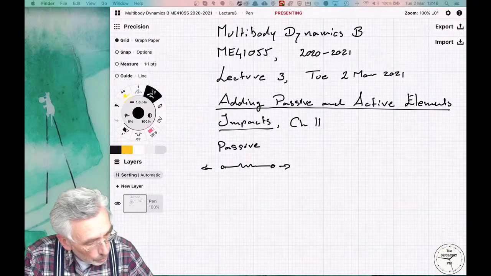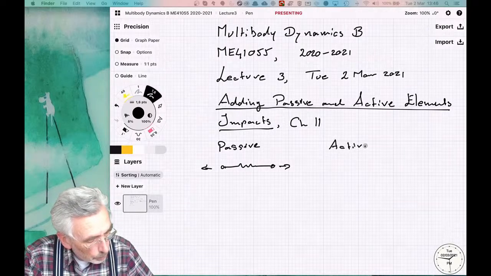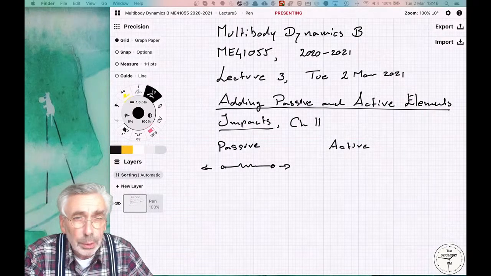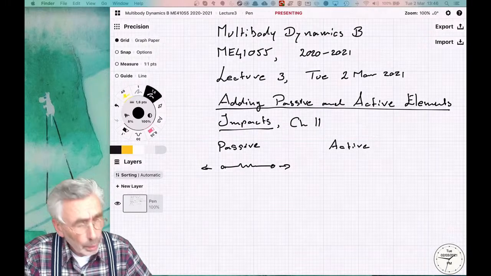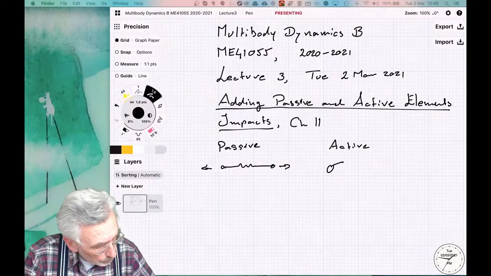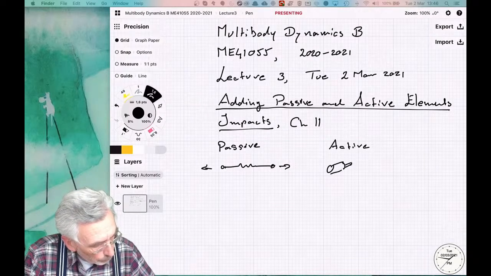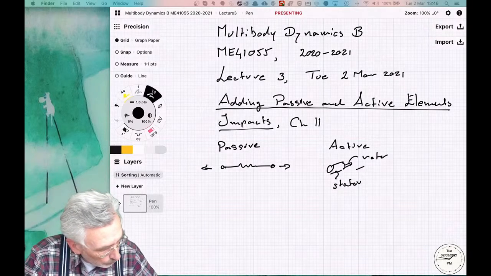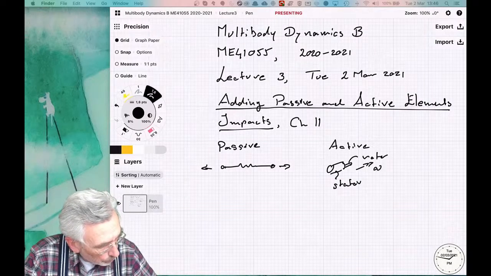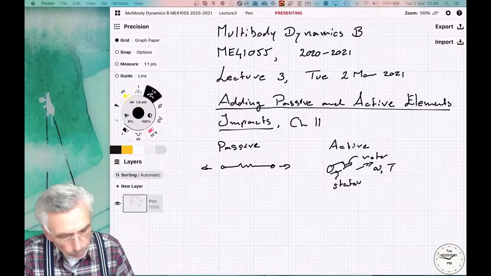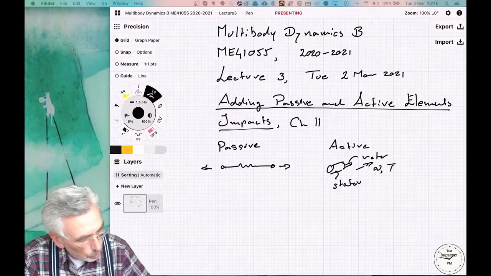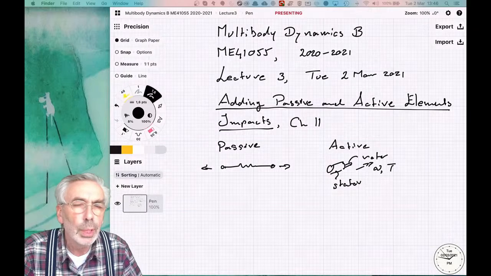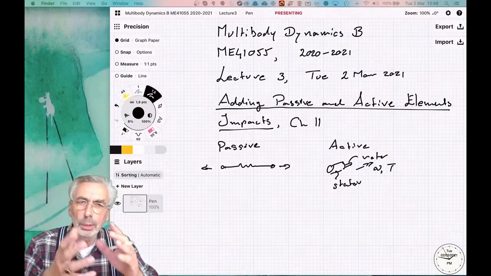But there's also a thing called an active element. And what do I think of then? One of the examples could be an electric motor, where you have the stator and you have the rotor, and it supplies you with an angular speed and a torque, of course, relative to the stator. It's all a relative motion.